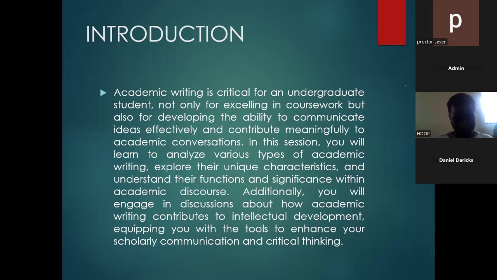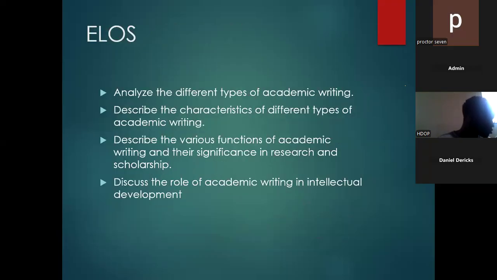So in this section, you learn to analyze various types of academic writing, and these are descriptive writing, analytical writing, and then you have what we call persuasive writing, and finally, we will look at critical writing. So there are four major types: descriptive, analytical, persuasive, and finally critical writing. Those are the four types we will look at in this session.